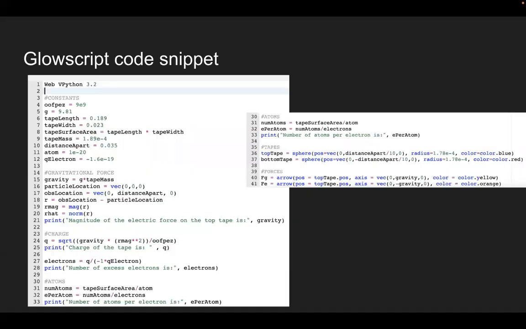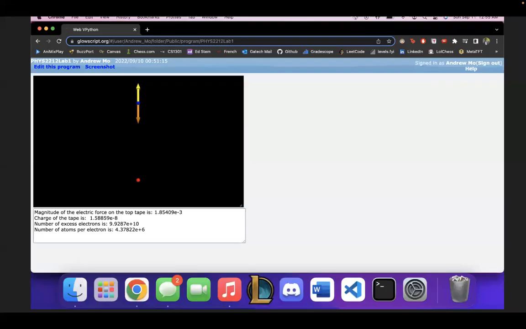This is the GlowScript code that helped us get the values that were calculated in the previous slide. It also allowed us to model our system that was described a few slides ago. After running our code, this was the model of our system with the tapes represented as point charges and the arrows showing the different forces that exist on the tape due to the interaction between these charged tapes.